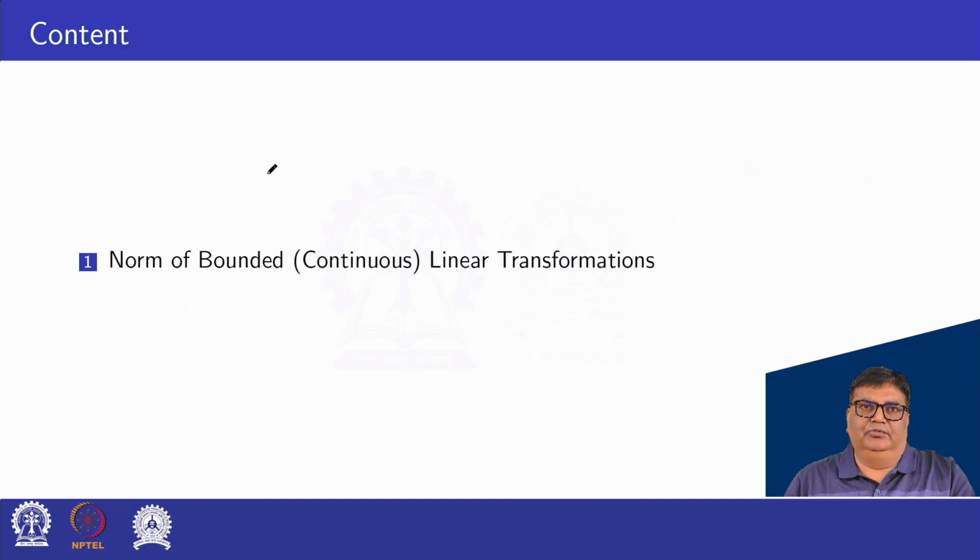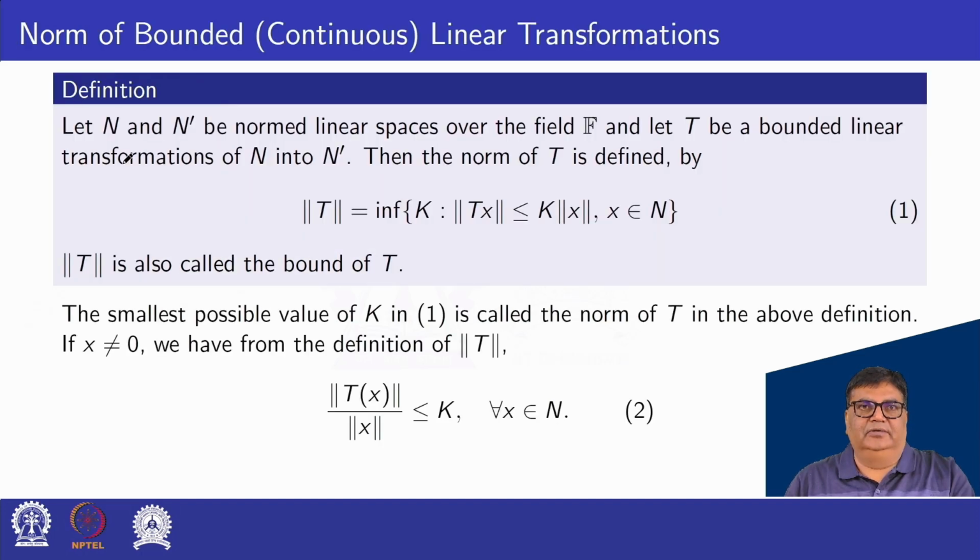This is the content of today's lecture. Norm of a bounded linear transformation or continuous linear transformation. Definition. Let N and N' be normed linear spaces over the field F and let T be a bounded linear transformation of N into N'.